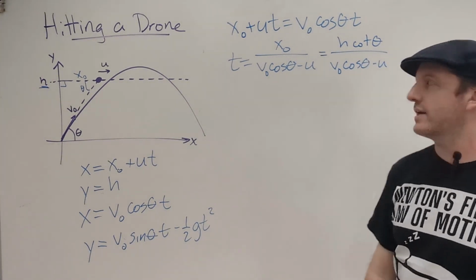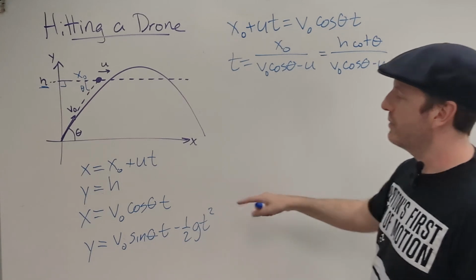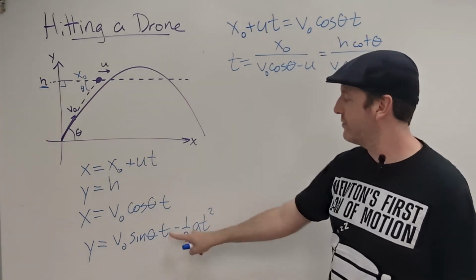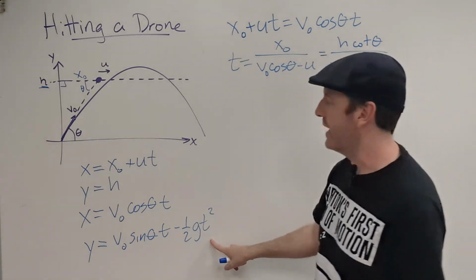Okay, so that's not so bad. We've got our t. Now I'm going to set the two y equations equal to each other, and then I'm just going to plug this t value in for the t's here and here. So let's do that.